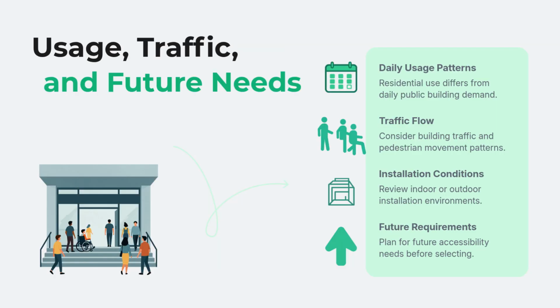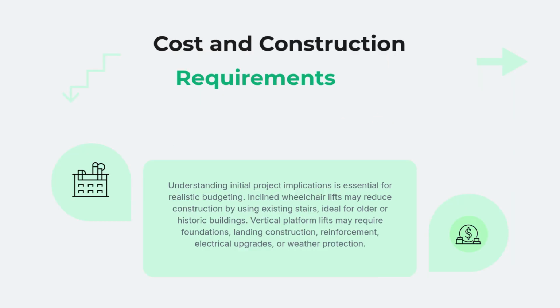Cost and long-term planning. Cost is always an important factor in accessibility projects. An inclined wheelchair lift may reduce construction requirements because it uses an existing staircase. This can be useful for older buildings, historic properties, or projects where major structural changes should be avoided. A vertical platform lift may require additional work, including foundations, landing construction, structural reinforcement, electrical upgrades, or outdoor weather protection.